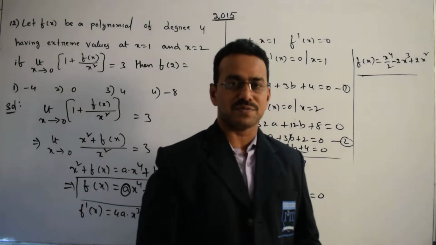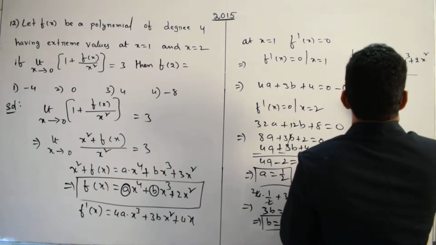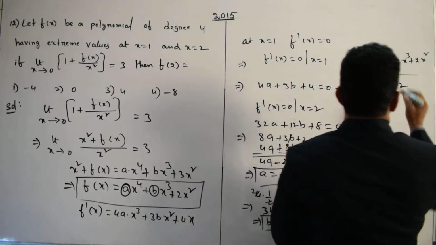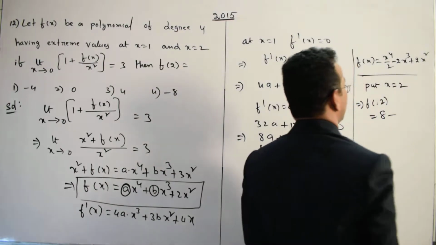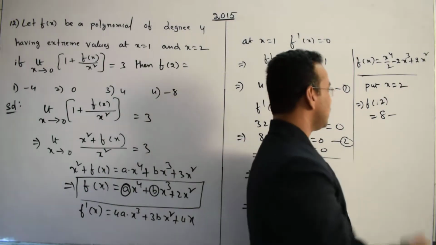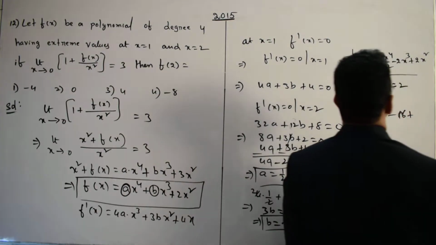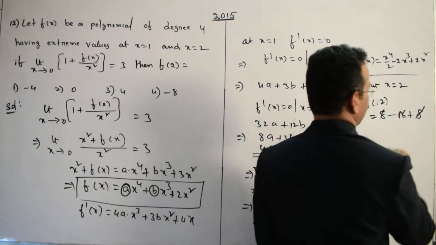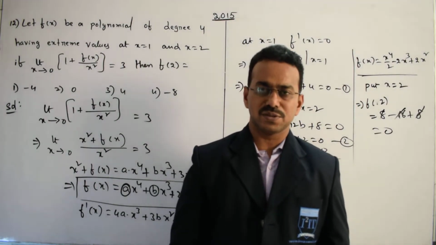Now we want f of 2. Simply you substitute x equals 2. So put x equals 2. This implies f of 2 equals 2 power 4 means 16 by 2, 8, minus 2 cube 8 into 2, there is 16, minus 16, plus 2 square 4 into 2, 8. See now 8 plus 8 is 16, minus 16, which is equals to 0. Finally we get f of 2 equals 0.